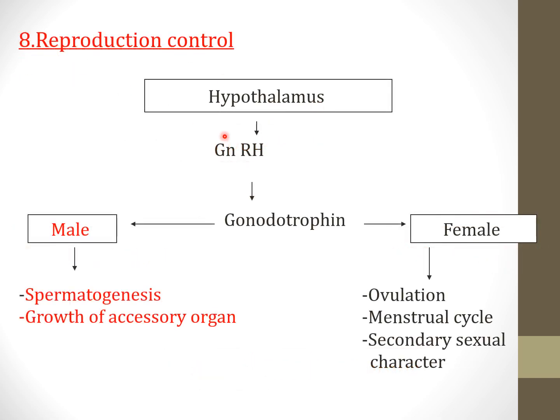Reproduction control. The hypothalamus secretes gonadotrophin releasing hormone. So any action related to reproduction cannot happen without gonadotrophin releasing hormone. In females, all the reproductive functions are dependent on FSH and LH, and the secretion of FSH and LH is in turn dependent on the gonadotrophin releasing hormone.